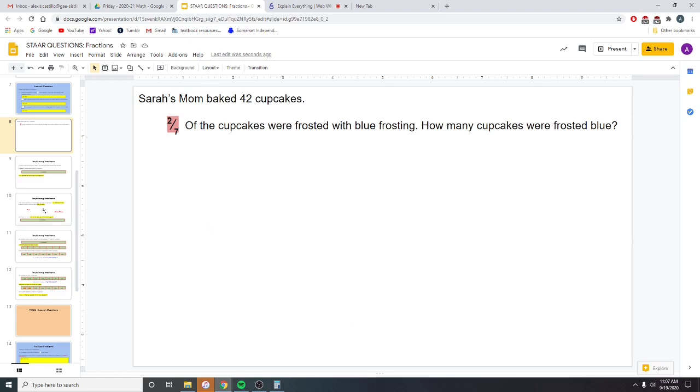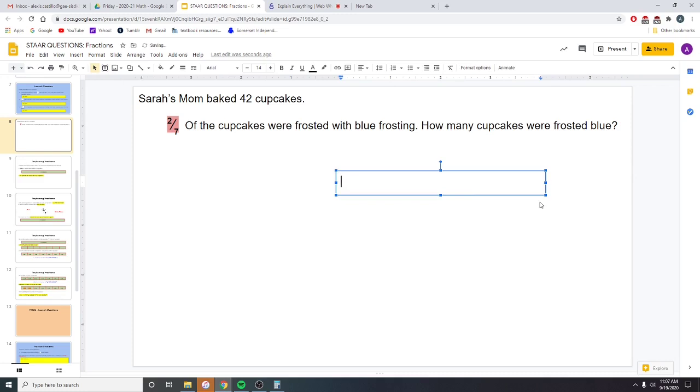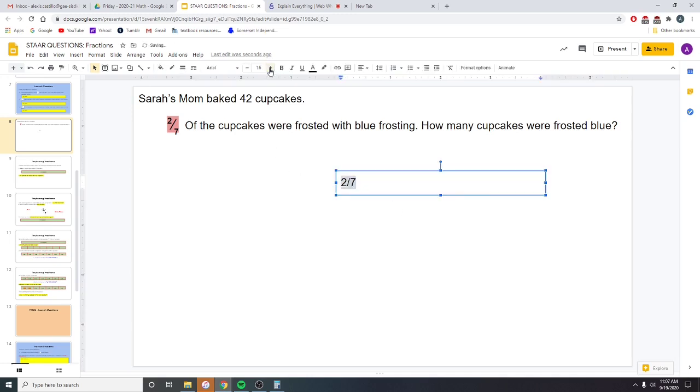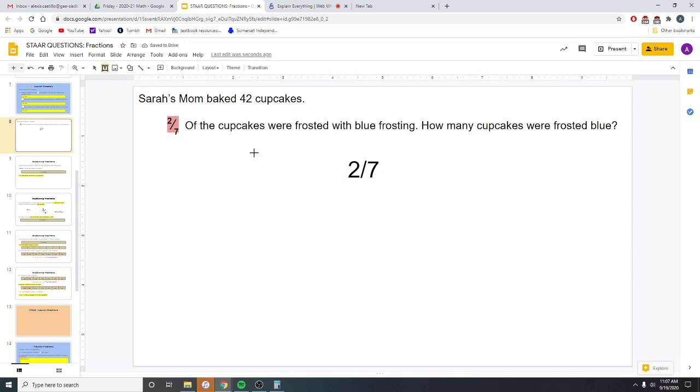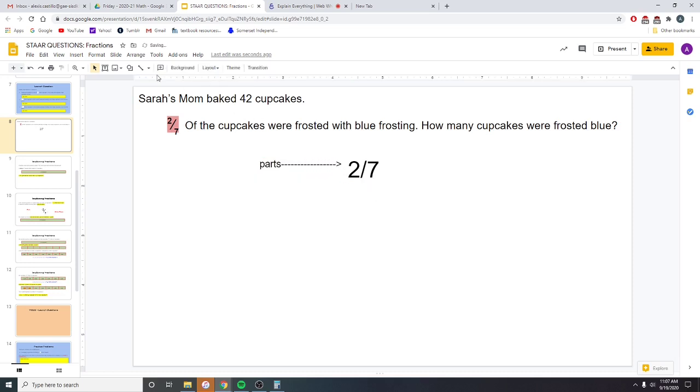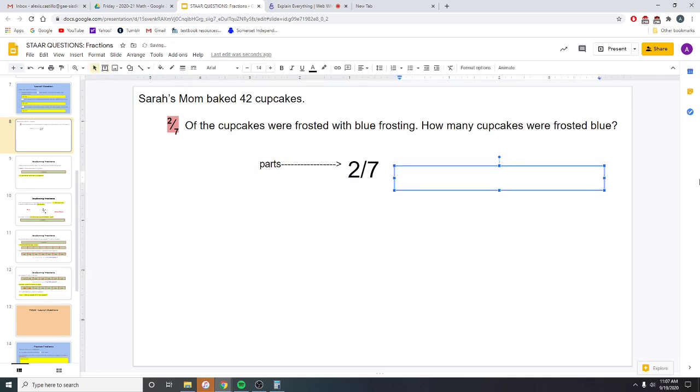In this problem, we have our fraction being 2/7. Whenever you see a fraction such as 2/7, I'm gonna make that a little bigger so you can see, you have to understand that this kind of fraction is a part to whole fraction. The 2 on the top is our parts, while the 7 on the bottom is the whole.